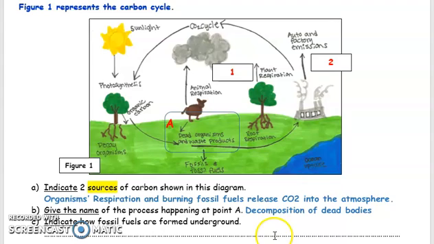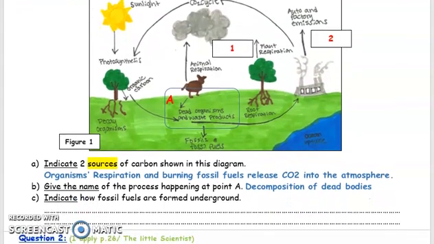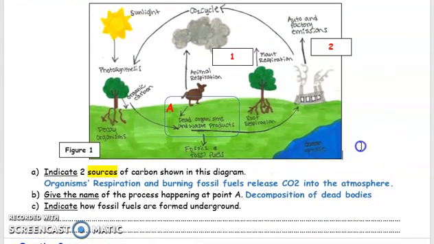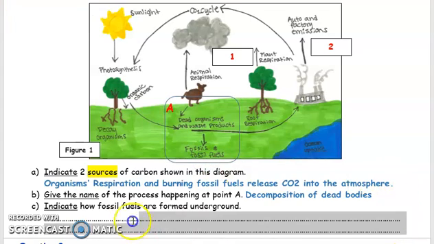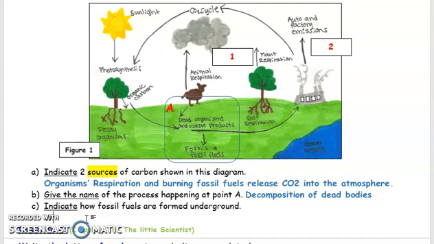Indicate how fossil fuels are formed underground. When decomposers decompose dead bodies, they turn them into minerals. In millions of years, these will turn into fossil fuels. So this is the description of the formation of fossil fuels. Let's make this bigger. How are fossil fuels formed in the soil? From the decomposition of dead bodies by decomposers.